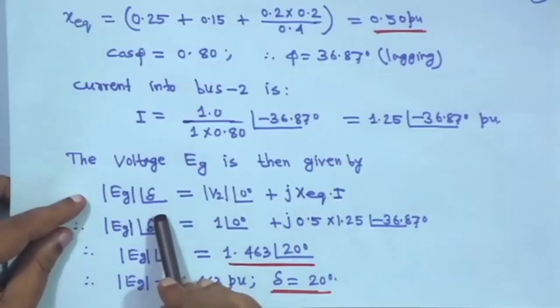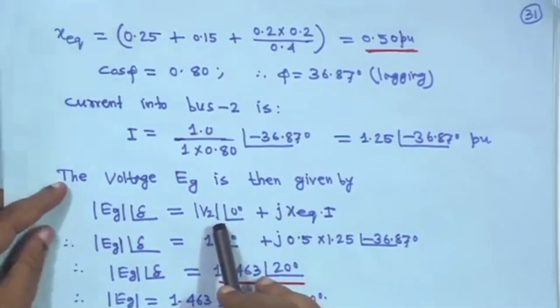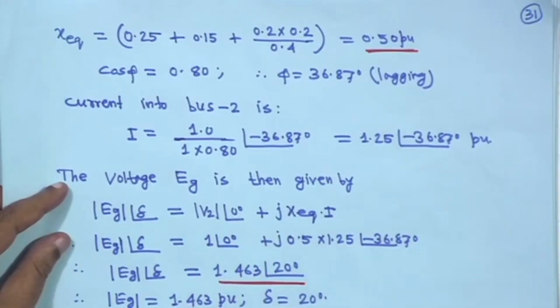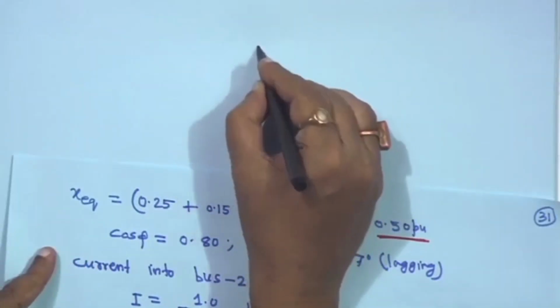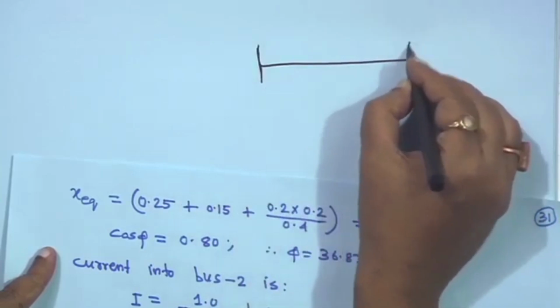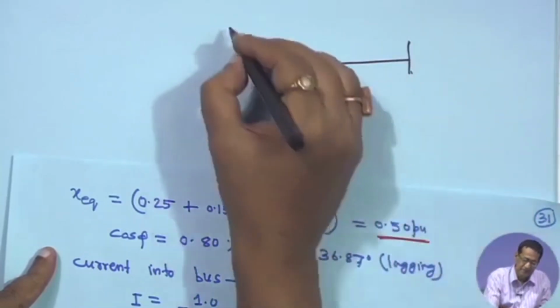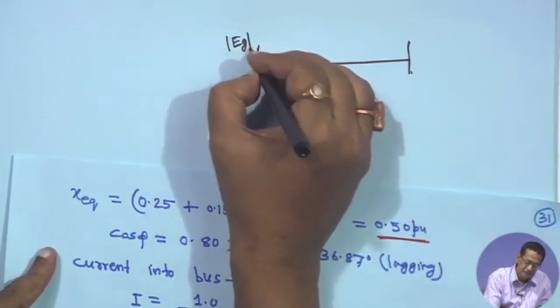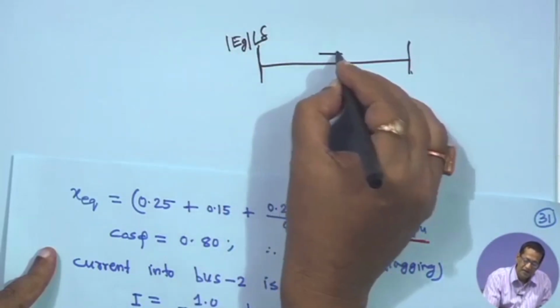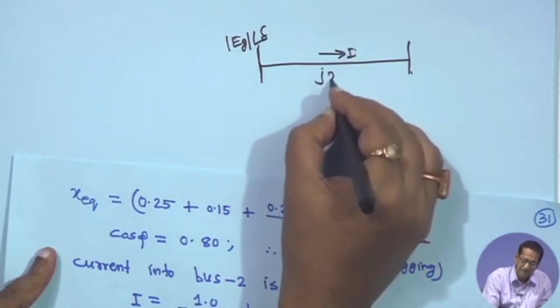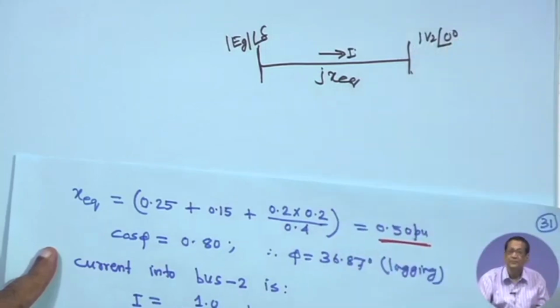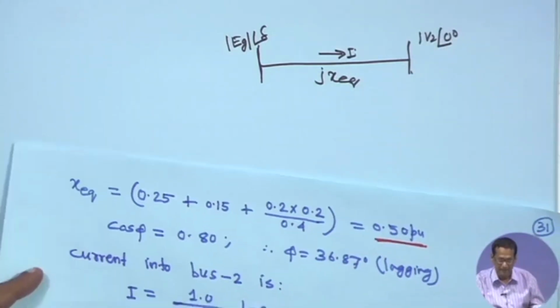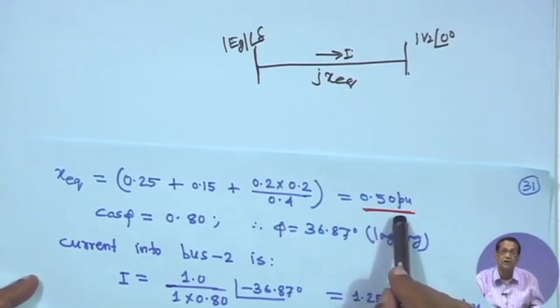Now voltage E_g is given by magnitude E_g angle delta equal to V_2 angle 0 plus j x_eq I. Actually, if you make it like a circuit diagram, this is your one bus bar, this is your infinite bus, the equivalent, and this is E_g angle delta, and the current flowing through this is I, through j x_q, and this is V_2 angle 0. That is the equivalent circuit, because x_q, x_eq, we have got 0.5 here.